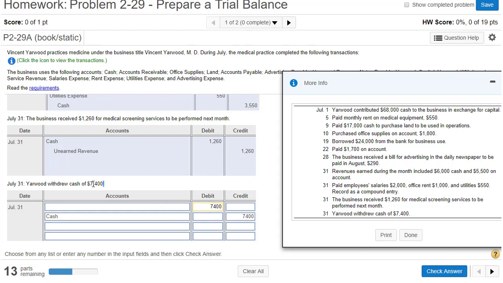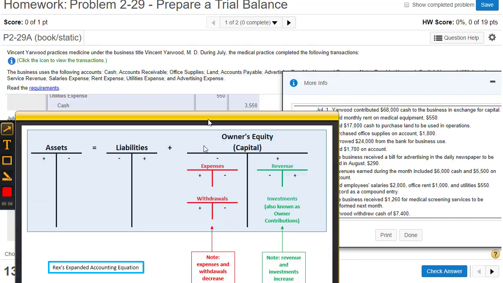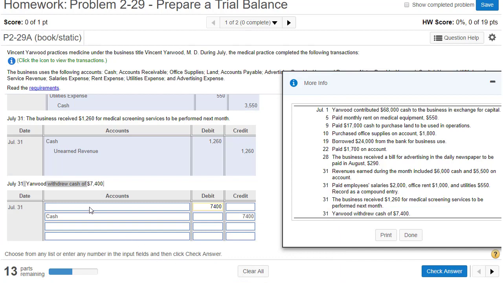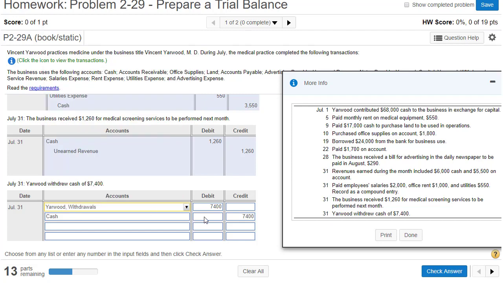And why did the owner take money out? Well, it's a withdrawal, so that means he or she is spending it. I guess it's Vincent, so that's a he. Vincent's going to spend it on personal use, and that is a withdrawal. So here's our withdrawal account. Withdrawals, do we have more withdrawals or less withdrawals? We have more, so therefore the withdrawal account is the debit account. Here it is.